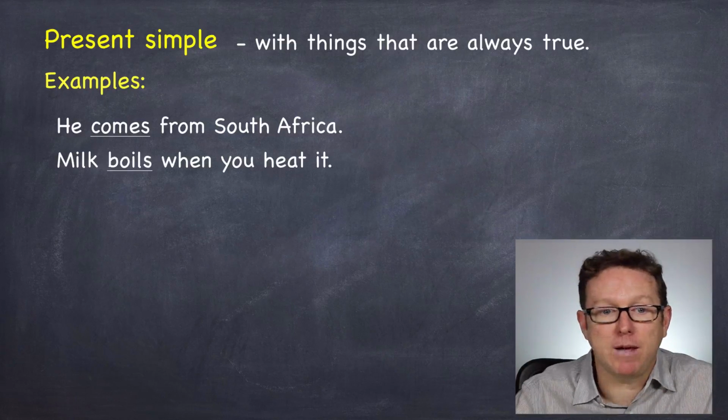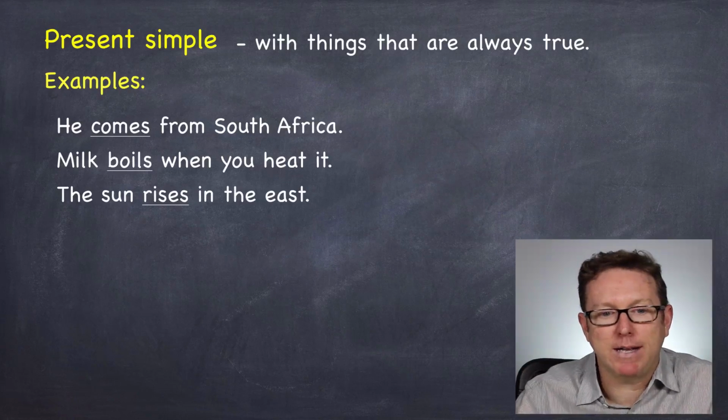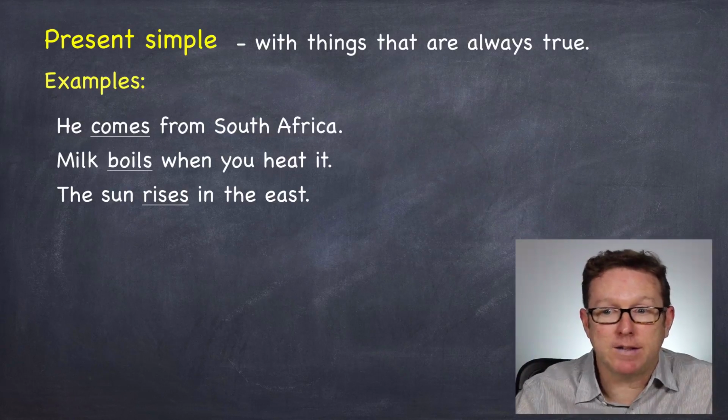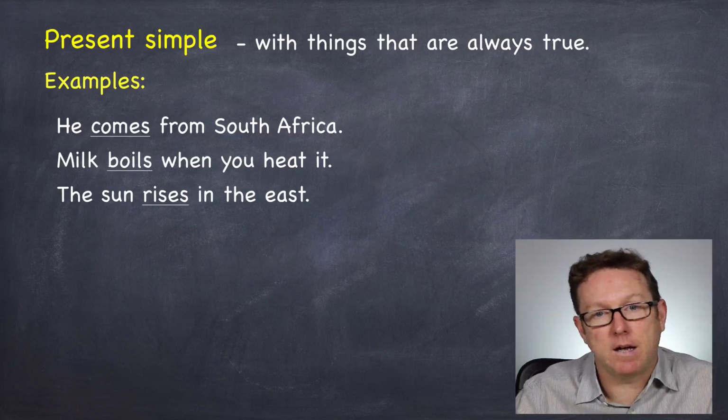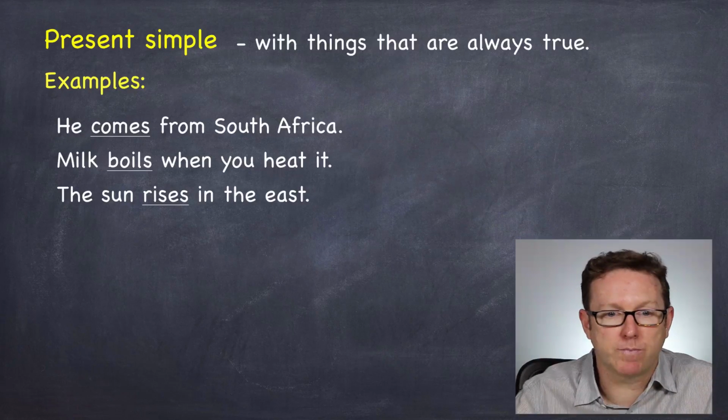Another example would be, milk boils when you heat it. So if you heat milk long enough, it boils. And the last one here is, the sun rises in the east. The sun comes up every day, it comes up in the same place, the east, so the sun rises in the east and it sets in the west, of course.